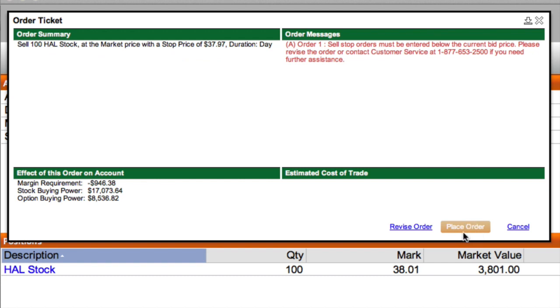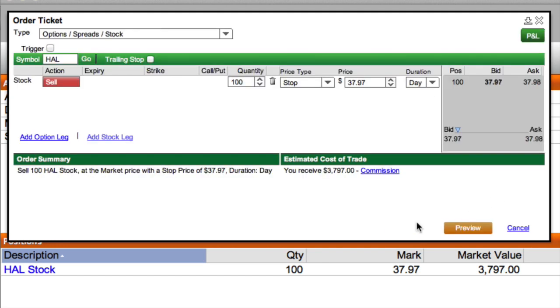Now, as I get ready to place the order, you see that the order has been grayed out here. Let's come up here to the order message and notice what we see. In order to sell a stop, the order must be below the current bid price. So I accidentally set this above the bid price. So let's go back to revise order. And notice our bid price here is $37.97 by $37.98. Okay, so let's just lower that.